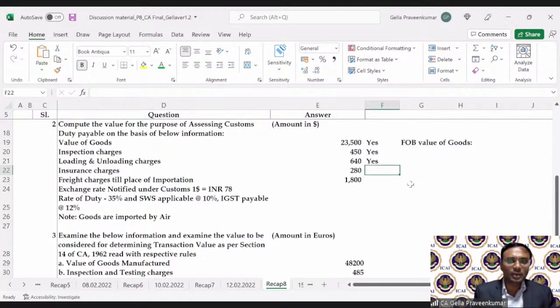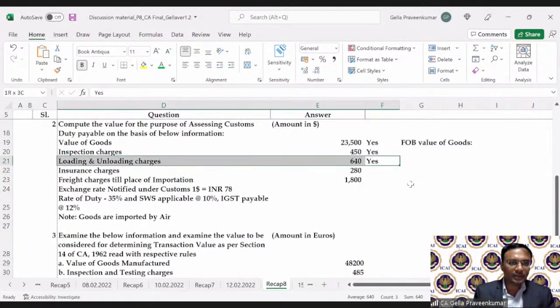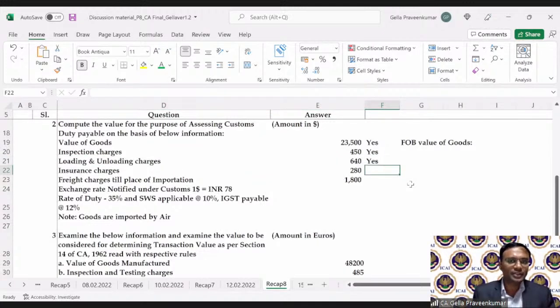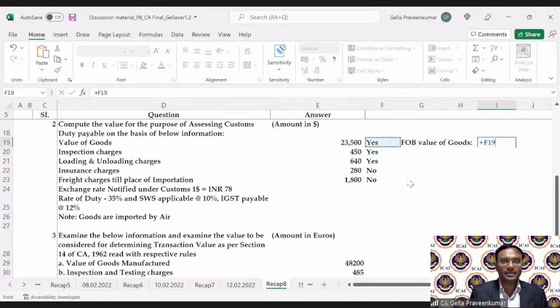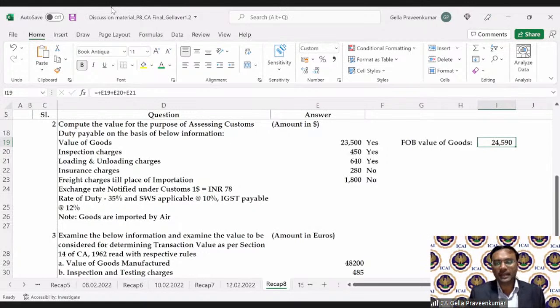Now, these loading and unloading charges are forming part of my FOB. So this also I'll take into consideration. Insurance is part of my CIF. So I'll not take insurance. Freight, again, is also part of your CIF. This also I'll not take into consideration. So my FOB value happens to be 23,500 plus 450 plus 640, 24,590. This happens to be my FOB value.